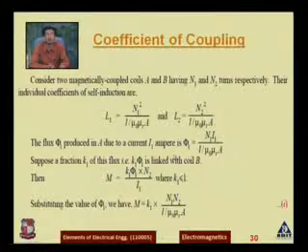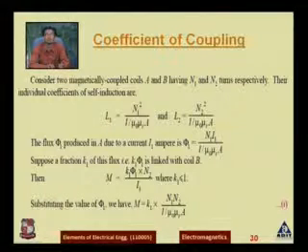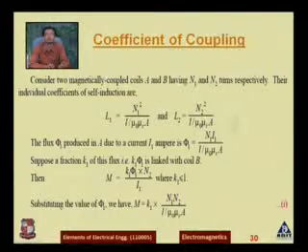So the flux Phi1 produced in coil 1 due to the current I1 is Phi1 is equal to N1 I1 divided by L divided by mu naught mu r into A.